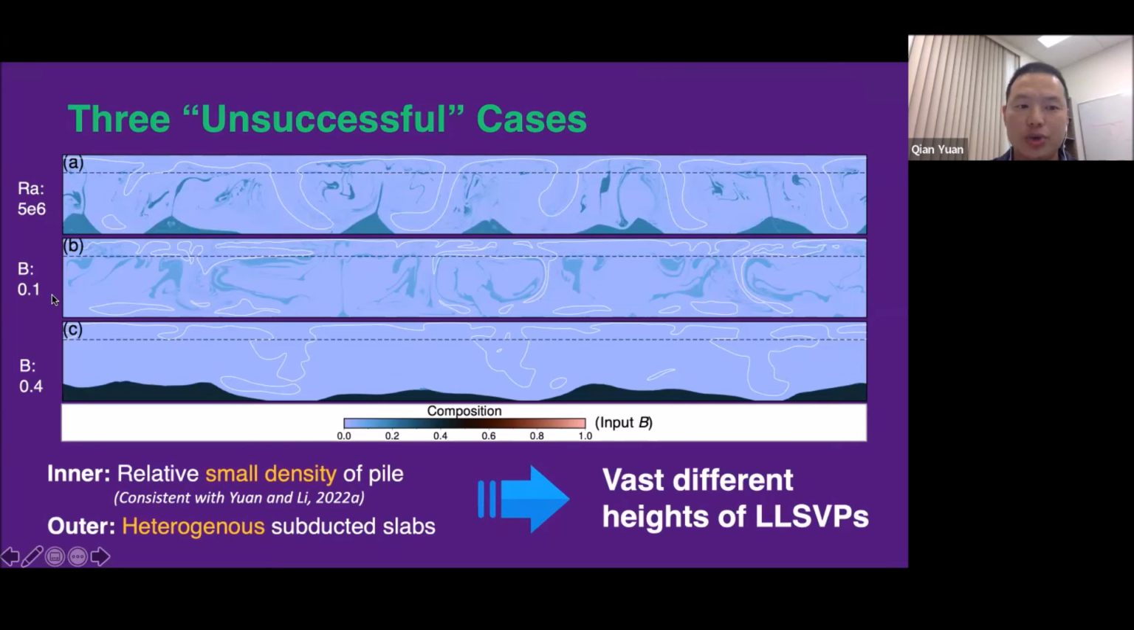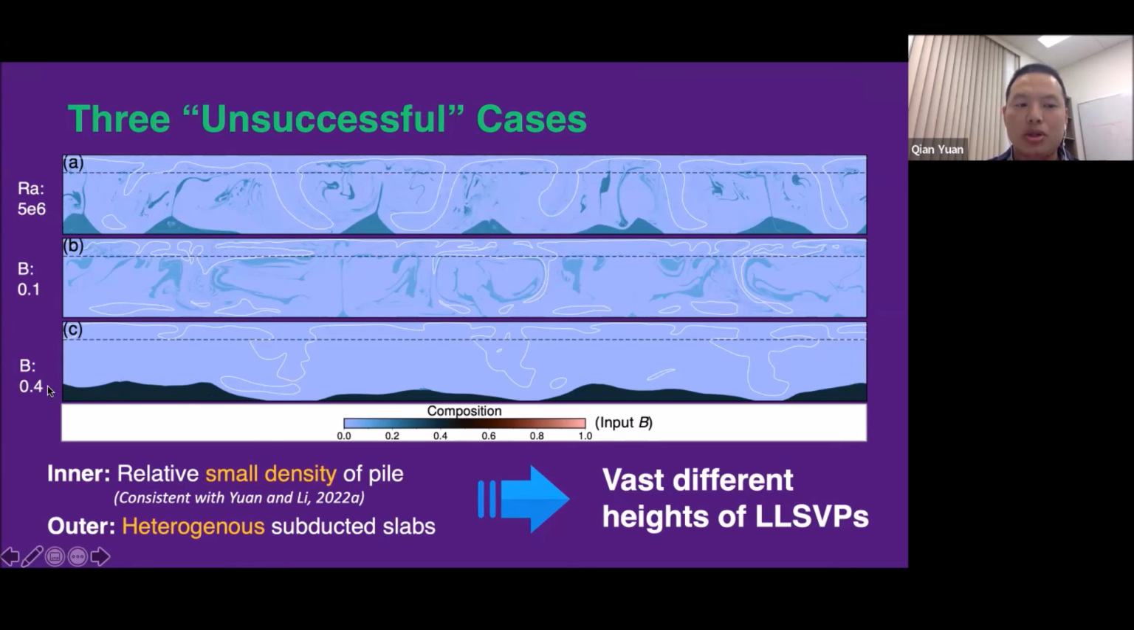So in this case, we use a smaller buoyancy number, which is the density contrast of the pile. So we can see in that case, this pile will be unstable and will be mixed with the background mantle. It cannot be stable at the core mantle boundary.